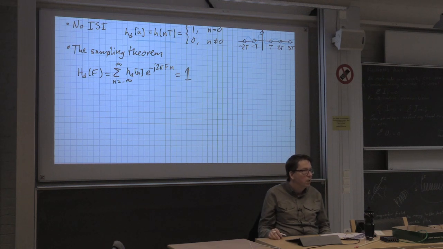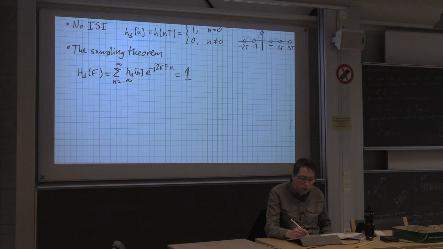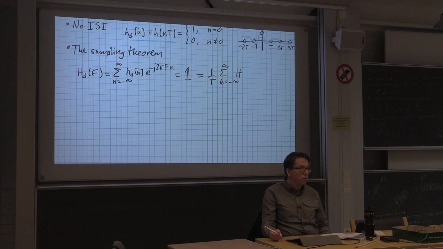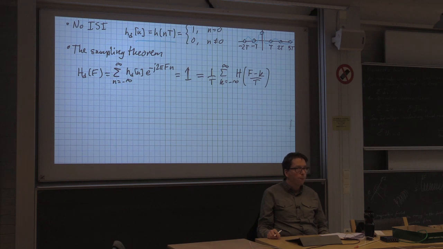Great, that was simple. Now, the sampling theorem tells us that the Fourier transform of the discrete signal is related to the Fourier transform of the continuous signal through this sum that we saw earlier. So this should be equal to 1 over T, sum over k from minus infinity to infinity, of capital H, which is the Fourier transform of the continuous signal, evaluated at capital F minus k divided by capital T, like this. Okay, so this is just the sampling theorem.